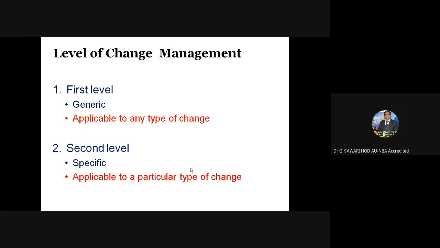Then the first level of the change management is generic in nature. It is applicable to any type of change. And the second level is specific and applicable to a particular type of change. Generic level means applicable to any type of change, and it is applicable everywhere. Second level means specific, applicable to a particular type of change.